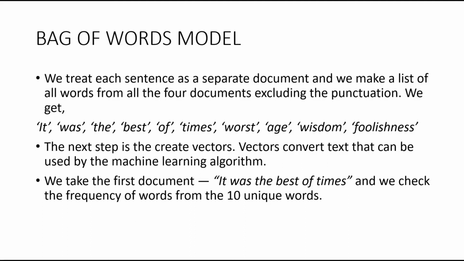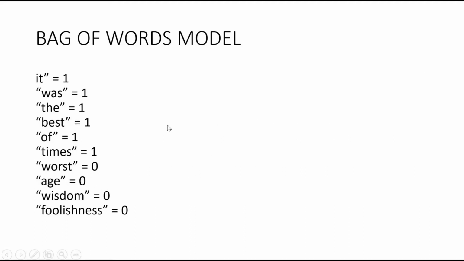The next step is to create the vectors. Vectors convert text so that it can be used by the machine learning algorithm. We take the first document, again, it was the best of times, and we check the frequency of words from the 10 unique words. We have taken 10 unique words above. And bag of words model.